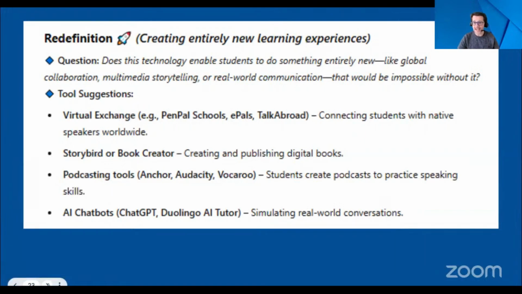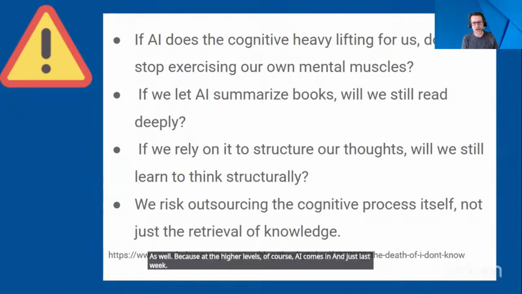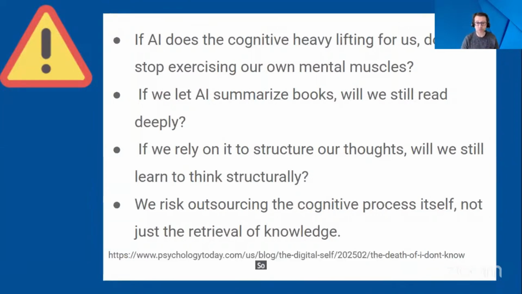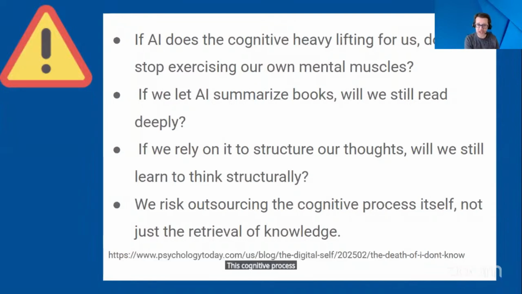So the SAMR model is definitely worth thinking about. And we also need to be a bit careful here as well, because at the higher levels, of course, AI comes in. And just last week, I read a great article called The Death of I Don't Know, which was that basically now we take shortcuts. So if we want to find something out, we can use ChatGPT. It gives us the answer, but we miss the process of thinking about something. This cognitive process, we go straight to the product.